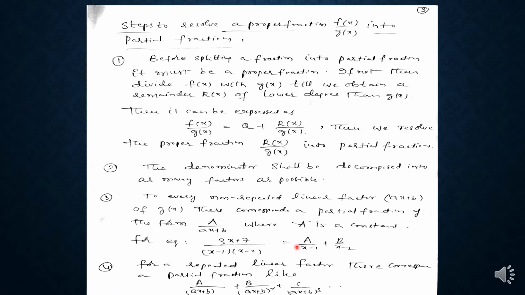If in the denominator we have a repeated linear factor, suppose we have given (3x plus 7) by (x minus 1) whole cube, then we should take the partial fractions as A by x minus 1 plus B by (x minus 1) whole square plus C by (x minus 1) whole cube. So that is the dividing of the partial fractions. In general, A by ax plus b, plus B by (ax plus b) whole square, plus C by (ax plus b) whole cube.